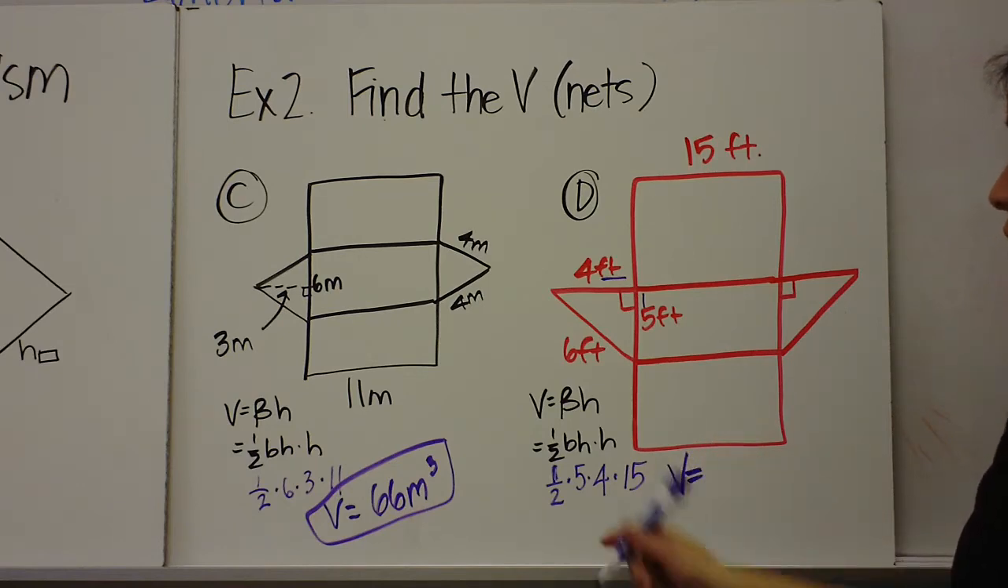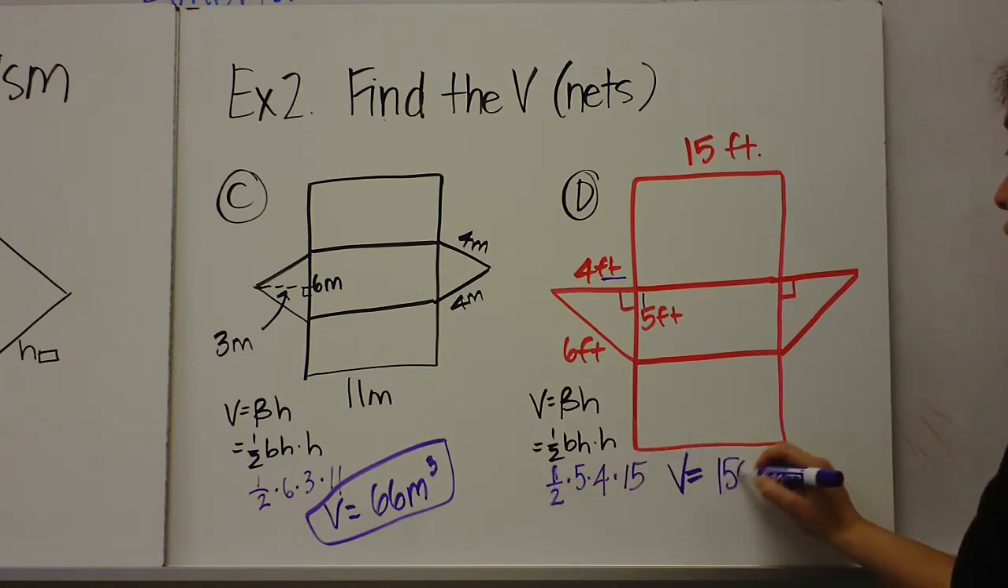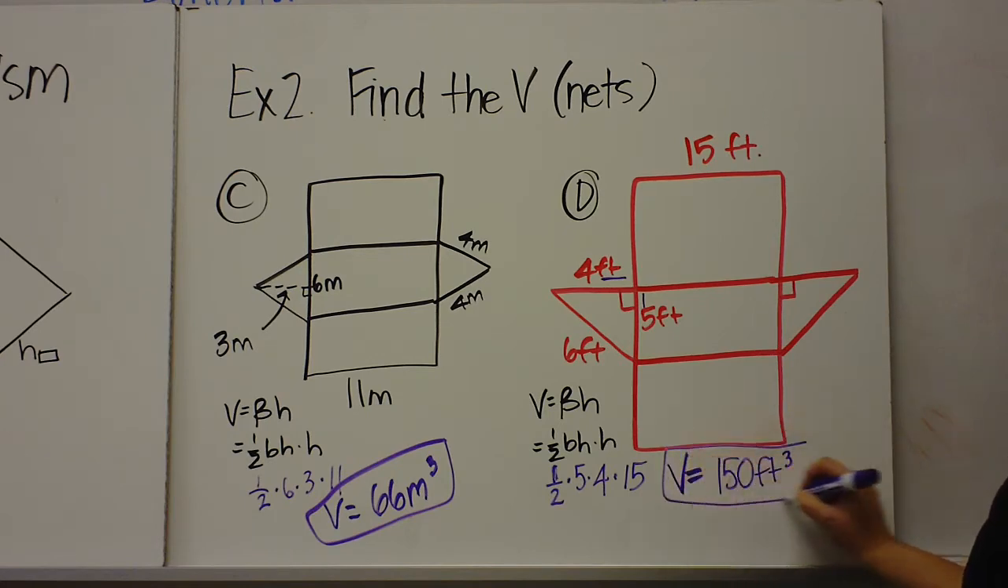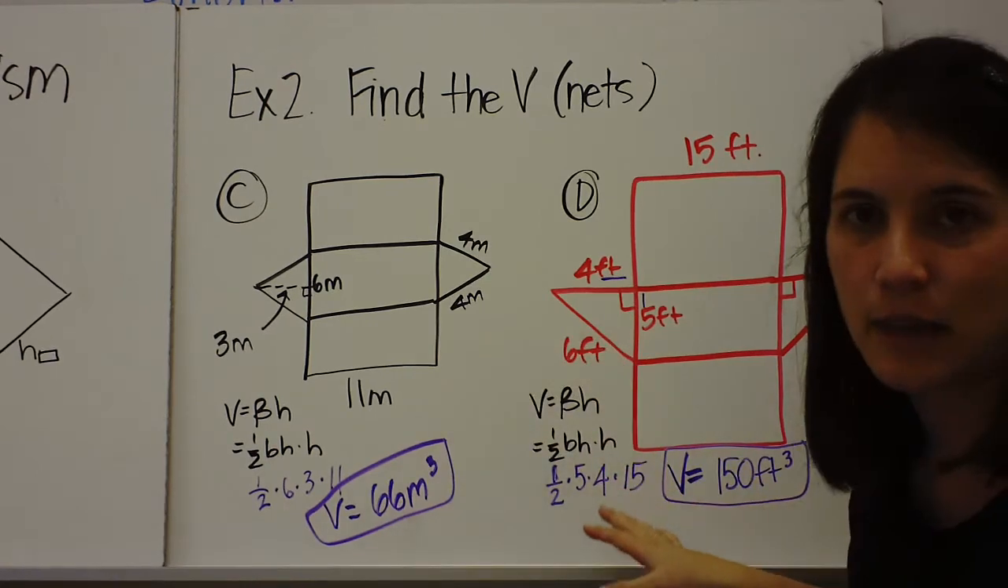So our volume is 5 times 4 is 20, so half of 20 is 10. So 150 feet cubed. All right? And those are 2 net examples.